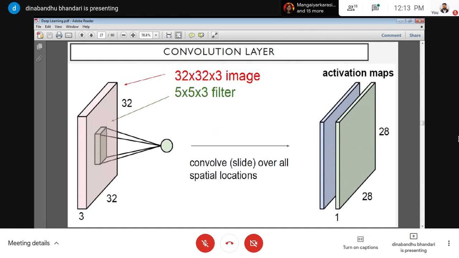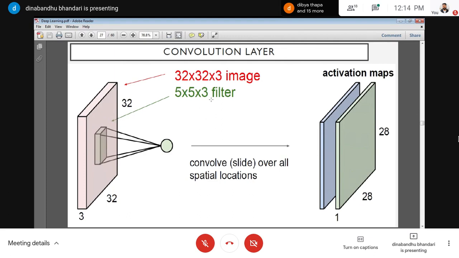This is the pixel, and this is the filter, another name for which is kernel. You slide this filter over the 32 by 32 image, taking one step only. It is not necessarily one step. You can take 2 steps as well, or maybe 3 steps if you want. That is called stride, S-T-R-I-D-E. Stride 1 means you shift only one cell to the right as well as to the bottom. If you convolve over all spatial locations, it will generate one activation map.